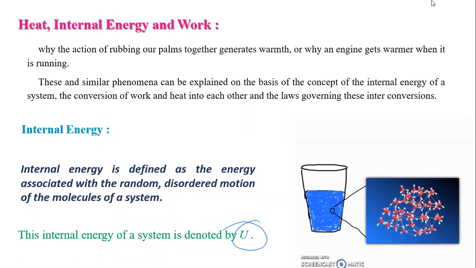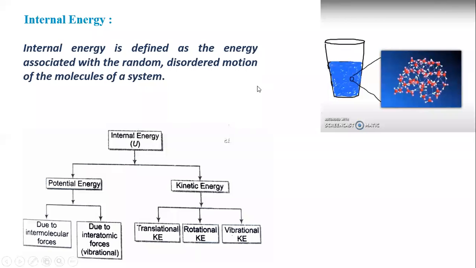It is denoted by letter capital U. Now here you remember one thing. Internal energy is basically classified into two categories: potential energy and kinetic energy. Internal energy is because of potential energy and kinetic energy.